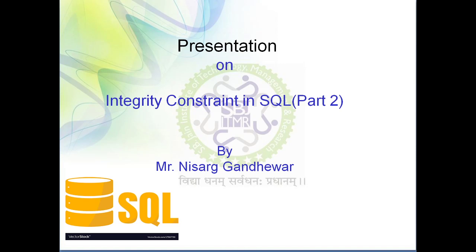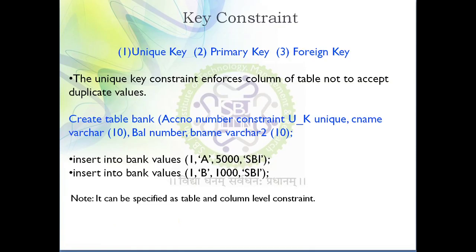Now in today's lecture we are going to discuss key constraints. There are three key constraints: one is the unique constraint, then the primary key constraint, and the foreign key constraint. So let's start with the unique constraint.